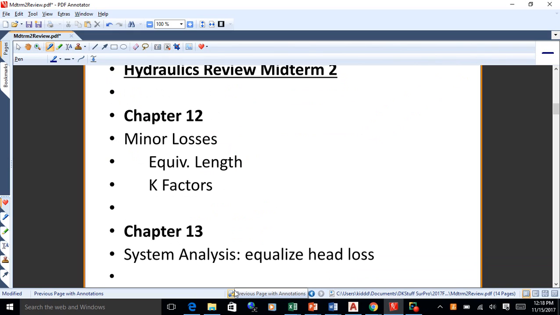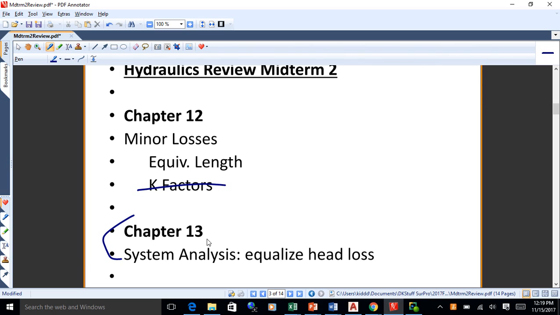Chapter 12, minor losses, that's where you use those equivalent lengths. K factors we won't use those, so it's just equivalent lengths. And then if I do anything from chapter 13, it would be something pretty simple, kind of like the homework I gave you, where it just works out, kind of bang, bang, works out. Okay. All right. So that's the kind of stuff that could be on there.